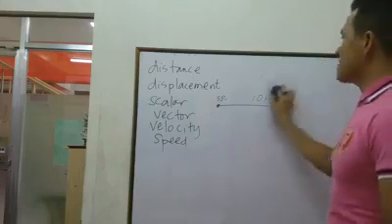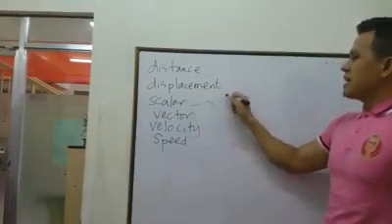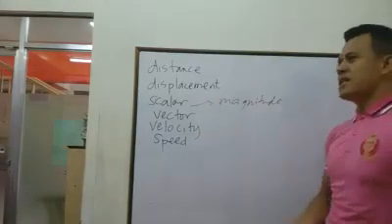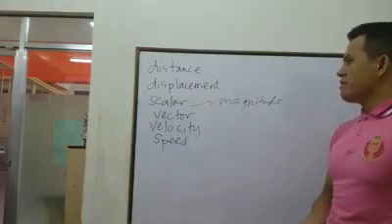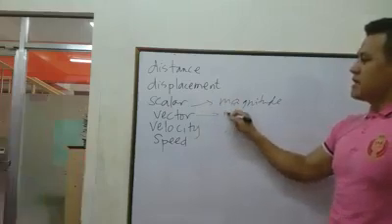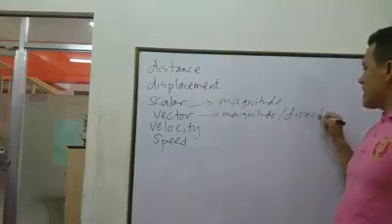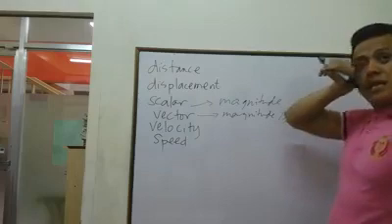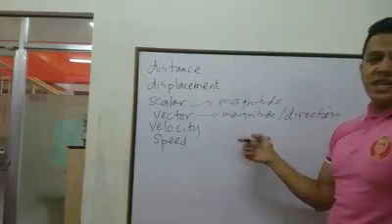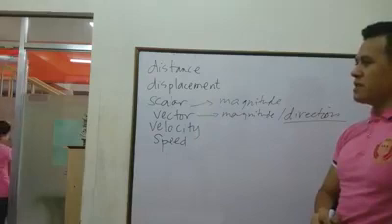Okay, let's go to scalar and vector quantities. When I say scalar, it has only magnitude, just the measurement. Let's say 10 kilometers, 40 miles, 3 meters, things like that. Whereas vectors have magnitude, or the measurement, and direction. Let's say 10 kilometers north, or 50 kilometers northeast. So there is always a direction for vector quantities.